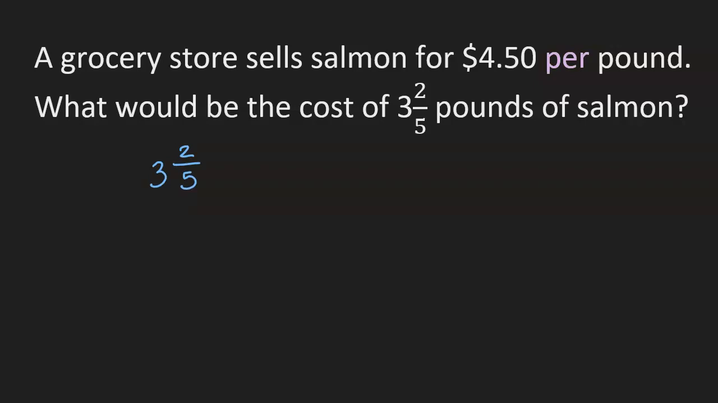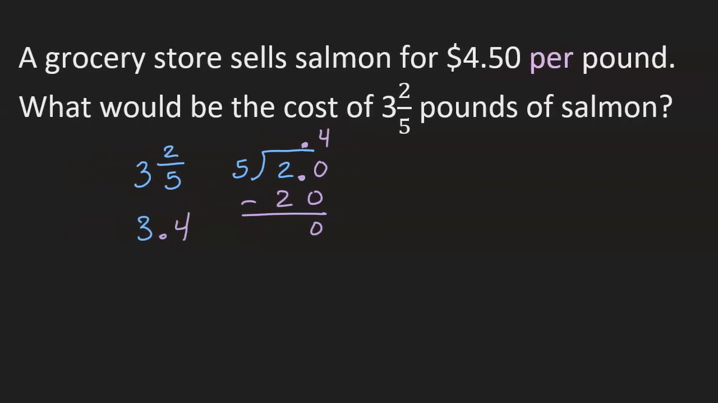In order to do this, we need to take that 2/5, 2 divided by 5, and convert it into a decimal. Now, 5 does not fit into 2. What we need to do is put a decimal and add a 0 and ask, okay, how many times does 5 fit into 20? 5 fits into 20 4 times. 4 times 5 is 20, and we subtract and we get 0. So 2/5 is actually the same as 0.4. So 3 2/5 is the same as saying 3.4. So that's actually what we're going to be multiplying by.